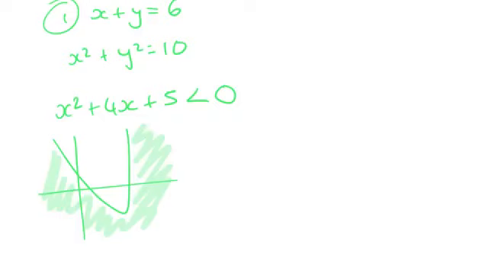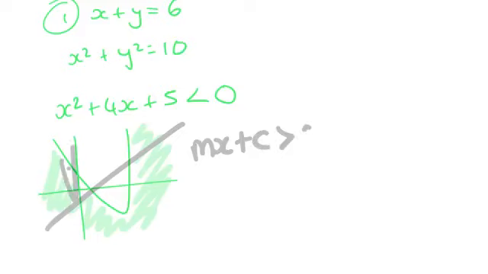This is the same for a straight line. If I have a straight line, y equals mx plus c. So if mx plus c is greater than, what do we do? We shade above the line. If it's less than, we shade below the line.